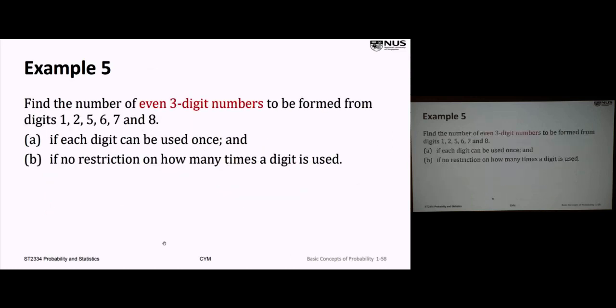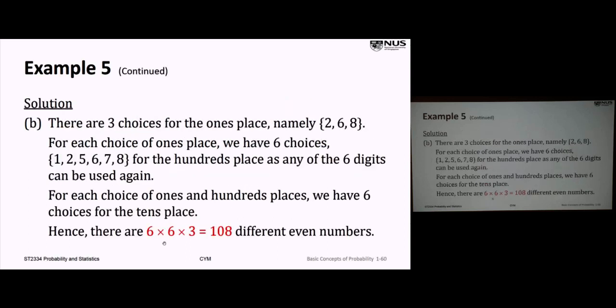Okay, part B. So part B is the same question, except now you can replace digits. So if I choose 6, I can choose 6 again. Of course, this indicates that one should have a larger number of possible choices. You can see at the bottom the solution is 108, but how do we get that? So again, if we choose the final unit, the ones, you have to put 2, 6, or 8 there. You've got no choice.